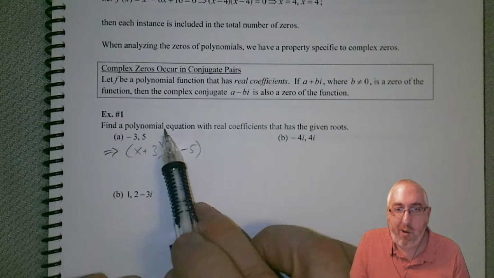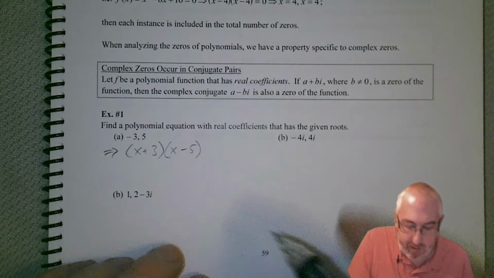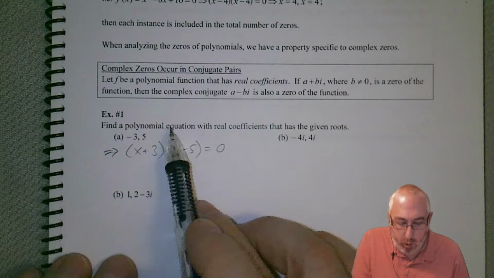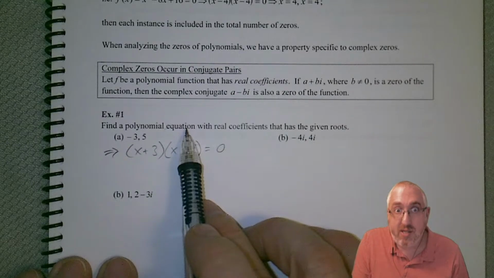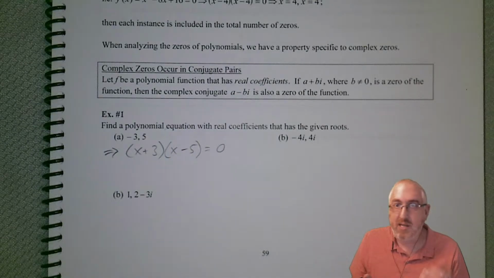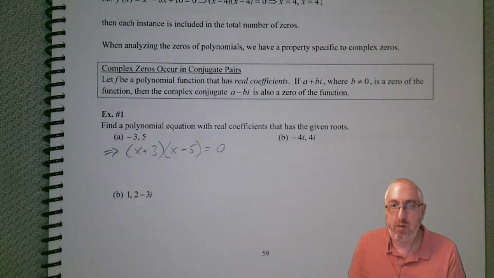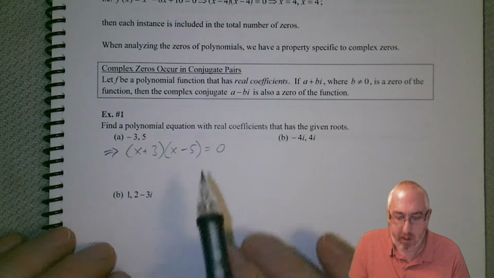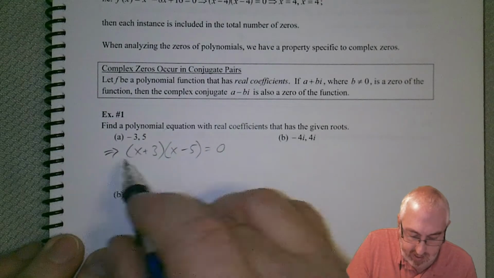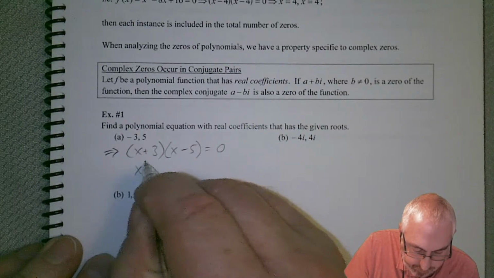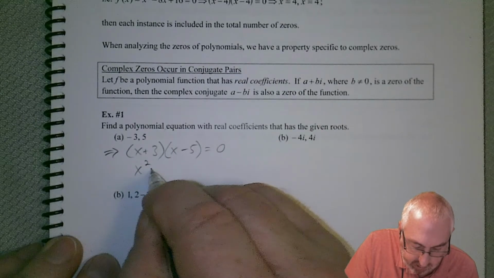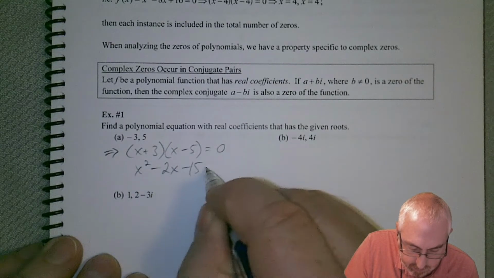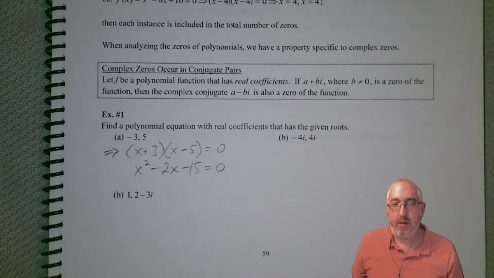Now, they want a polynomial equation. What do they mean by that? All you have to do is set it equal to 0. If they didn't have the word equation in there, and they just said find the polynomial, that's when you would say something like f of x equals those two factors. In this case, they want an equation, so just set it equal to 0. And now just FOIL it out. The inside and the outside is going to give you a -2x, and then the last is a -15. And so there would be your answer.